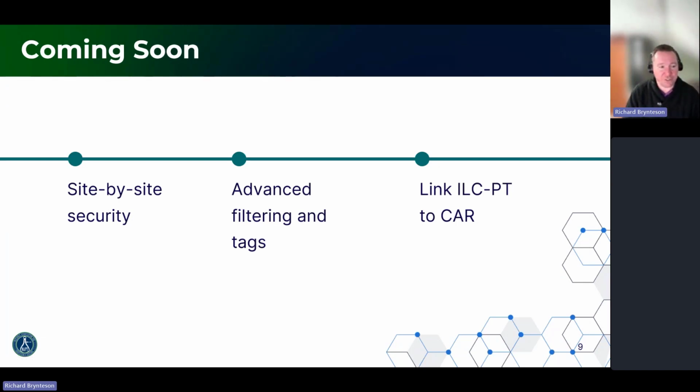So things we have said are coming soon, right? We have site-by-site security. That's important. We have additional advanced filtering on tags and sites to make it easier to find items. For individuals who use NAPT services for ILCPTs, we're going to have the ability to link from the customer portal back into Accreditation Manager to a CAR, which is also a super common thing that can happen. So having that type of link.